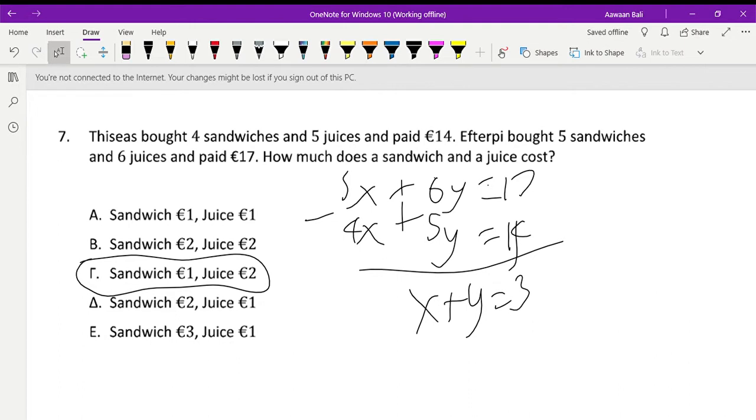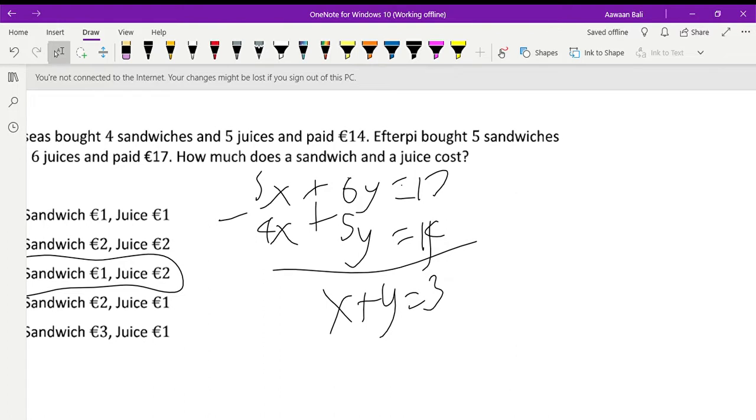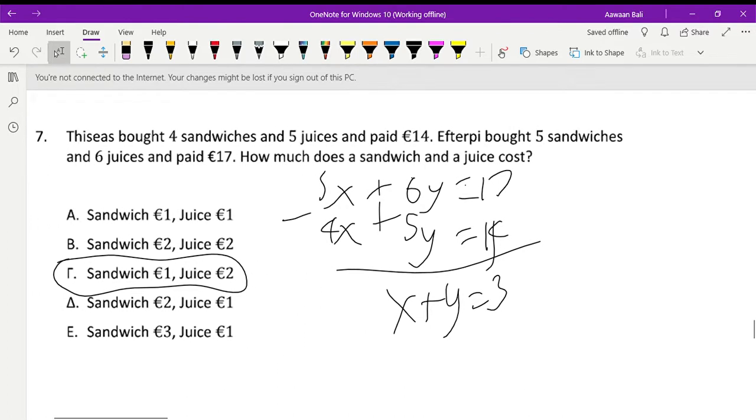For some reason, some people might decide to divide and minus, and realize that if you minus them to get x plus y, it is equal to 3, which means they're all equal to 3. But that only cancels out one option, E, where the sandwich is €3 and the juice is €1. And actually you don't have to do this.